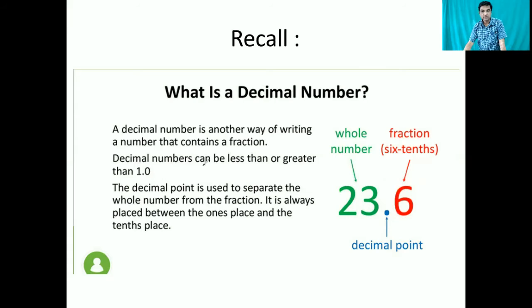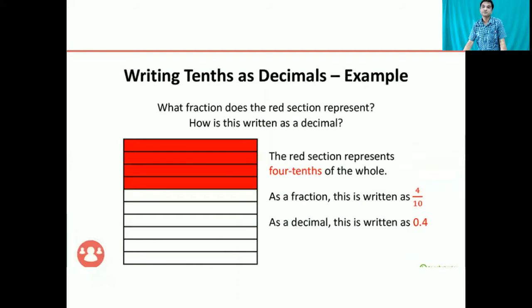Decimal numbers can be greater than or less than 1. For example, here 23.6 has the whole number 23, so it is greater than 1. Now, how are decimal numbers represented, and how are fractions converted to decimals? We'll take a recall of it.